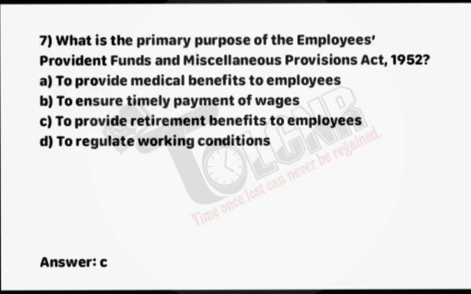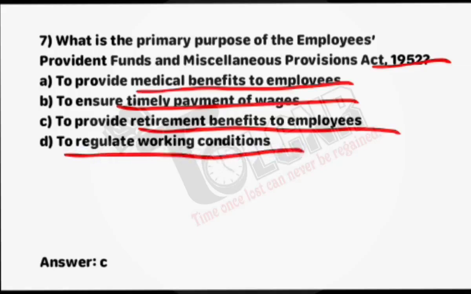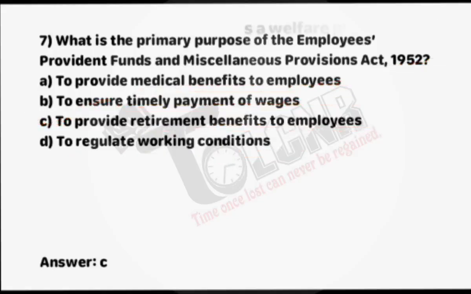Next question, what is the primary purpose of Employees Provident Funds and Miscellaneous Provision Act 1952? First option, to provide medical benefit to employees. B option, to ensure timely payment of wages. C option, to provide retirement benefit to employees, and D option, to regulate working conditions. Option C is correct, to provide retirement benefit to employees is the primary purpose of the Employees Provident Fund and Miscellaneous Provisions Act 1952, right?